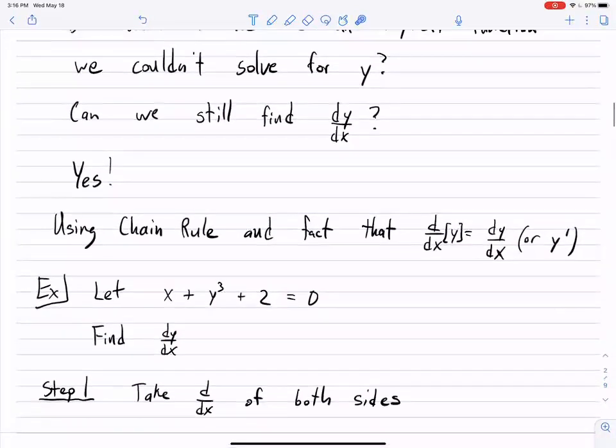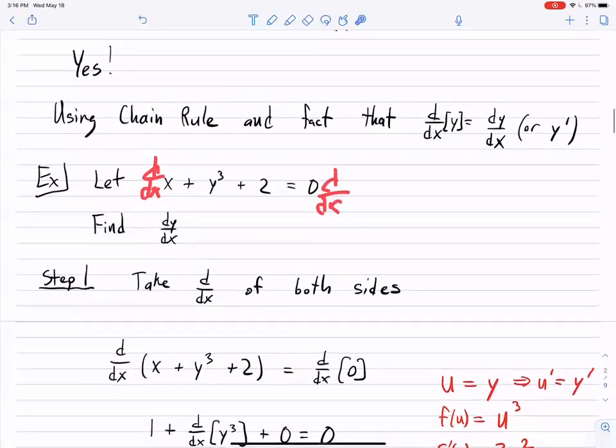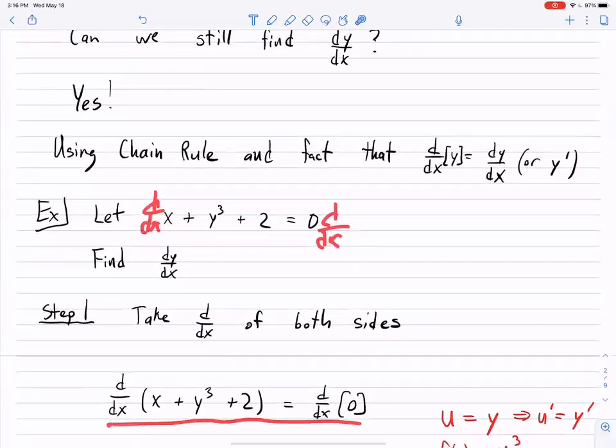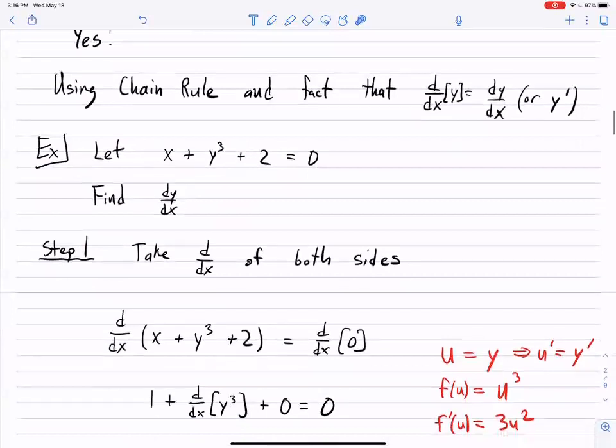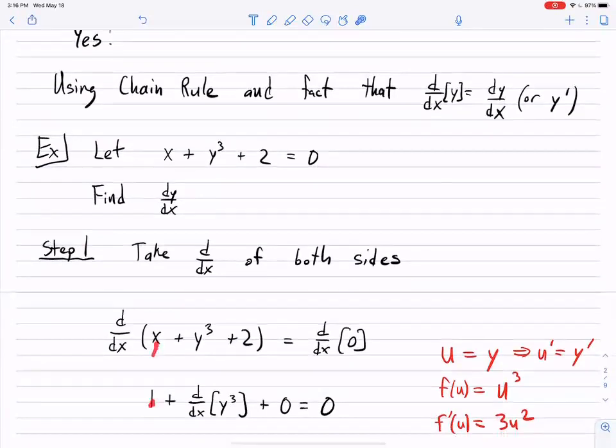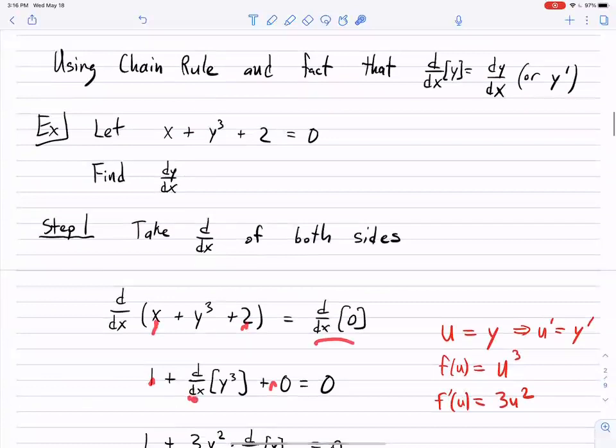Step one, let's take the derivative with respect to x of both sides, right? Remember when I said that if two things are equal, then taking the derivative with respect to x of both sides, they're still equal. And so let's do that. If you take the derivative with respect to x of both sides, the derivative of x is just 1. The derivative of 2 is 0. The derivative of 0 is 0. Now, how do we take the derivative of y cubed?